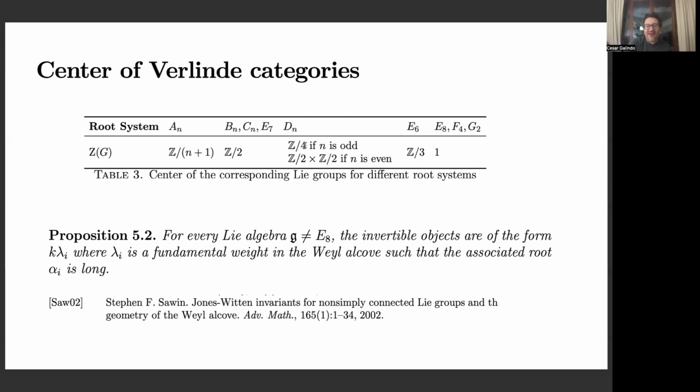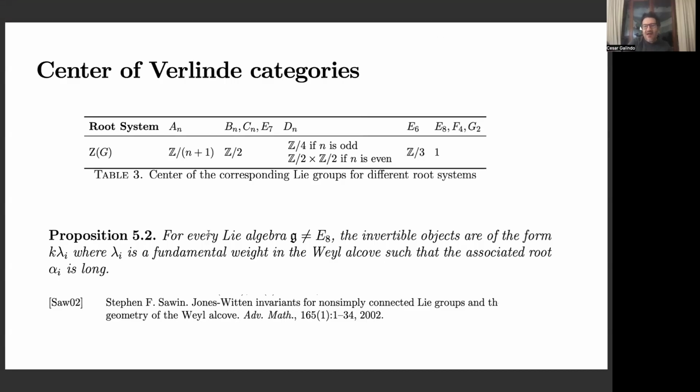In this case, it's a cyclic group of order 4. And if N is even, it's the Klein 4 group. In E6 it's a cyclic group of order 3. And for the other cases, F and so on, they have trivial center.